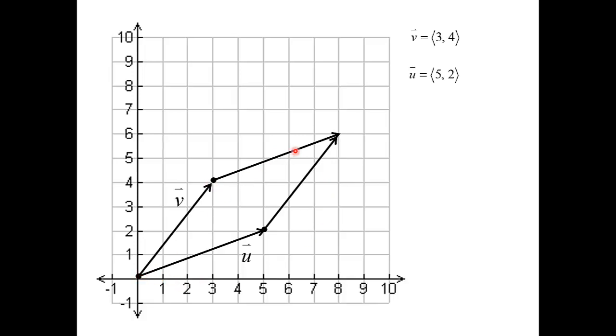Now notice this, they come together up here at this point 8, 6. See? There's 8 and 6. That's where these vectors come together. Now, let's actually add these vectors. So, I've got u plus v.